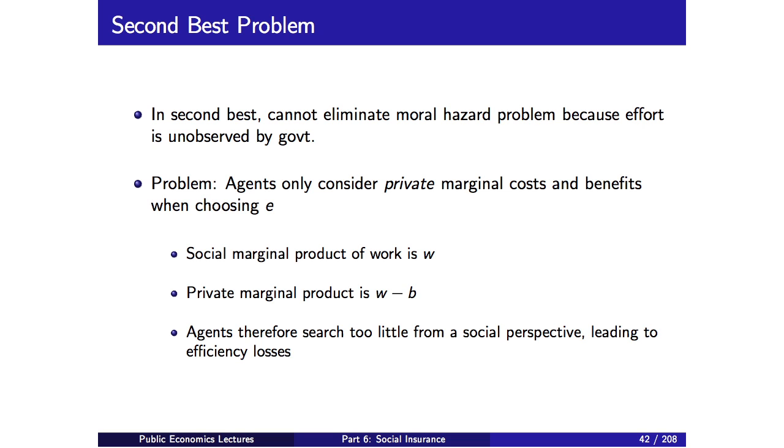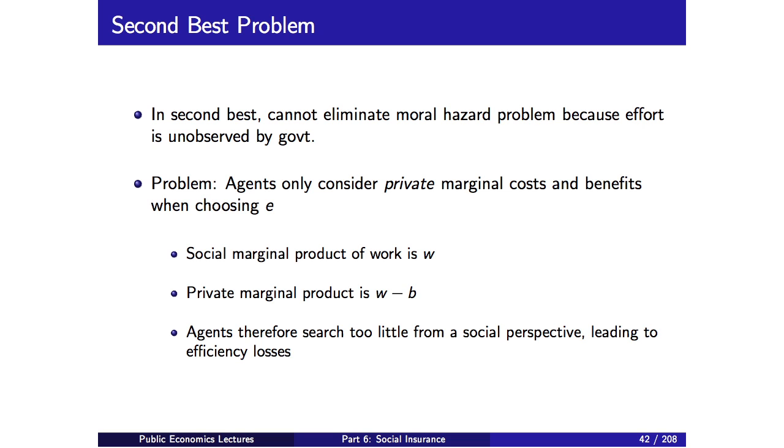Okay, so why does this generate a problem, and why does this make us want to reduce the optimal benefit level? It's because agents only consider private marginal costs and benefits when choosing effort, and there's a wedge between the private and social marginal product as soon as you have a social insurance system. So the social marginal product of work in this environment is your fixed wage W. You're able to do something like produce some good which someone is willing to pay you W dollars for, so that must be your marginal product.